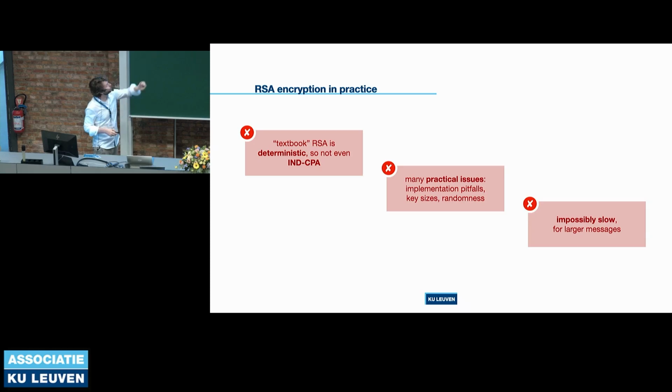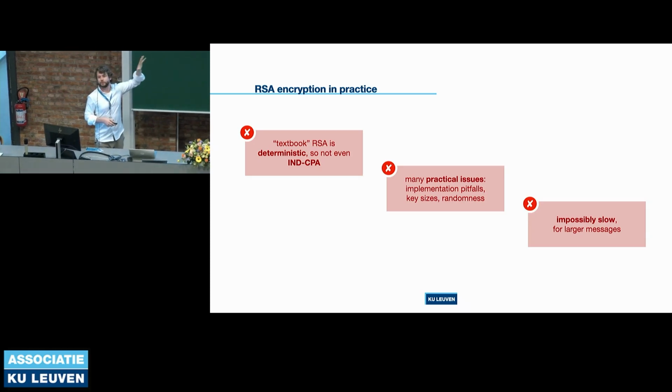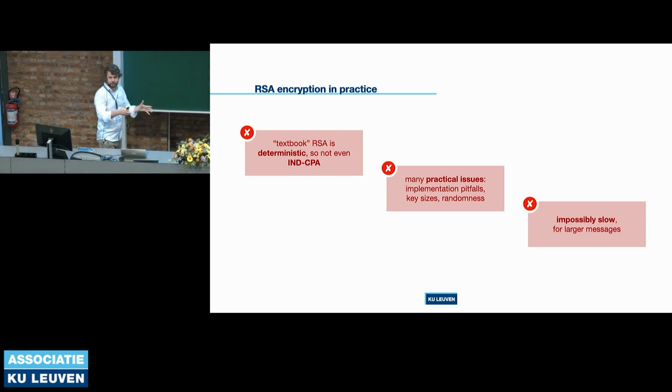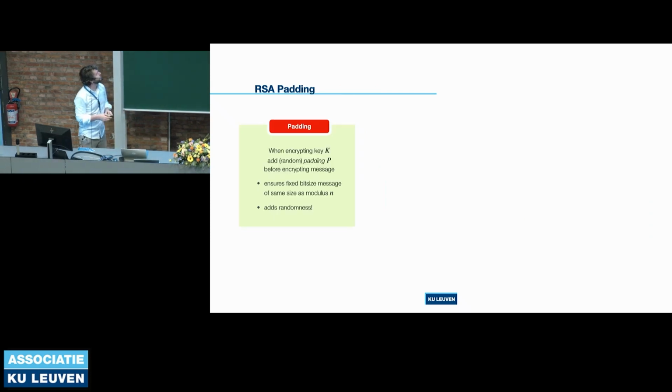Actually, I should mention first, it's going to be impossibly slow for larger messages, so we're not going to use public key encryption for large messages. We're just going to encrypt a key for symmetric crypto, and then we'll use symmetric crypto. So let's assume that for now.